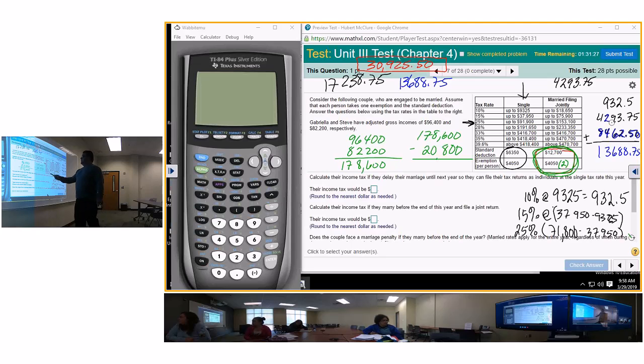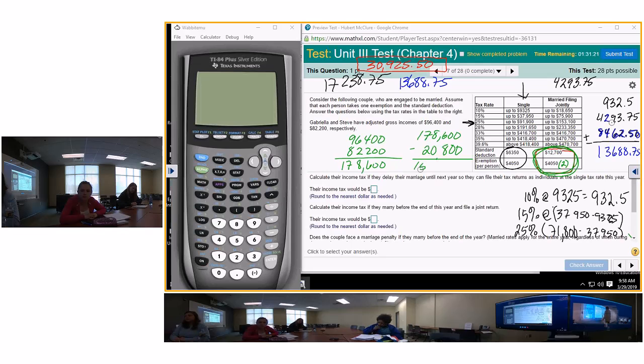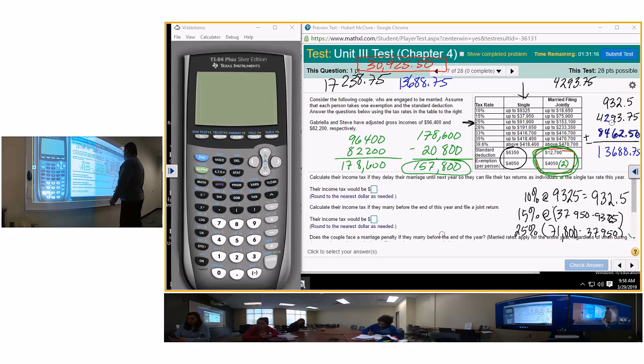So somebody, what do you get with these two? 178,600 and 2080. What do you get? 157,800. All right. Highlight that, because you're going to run that through. And where's it going to put you? The 28%. There you go.